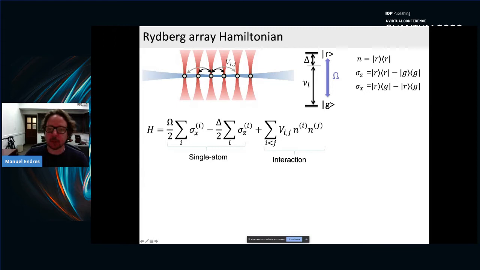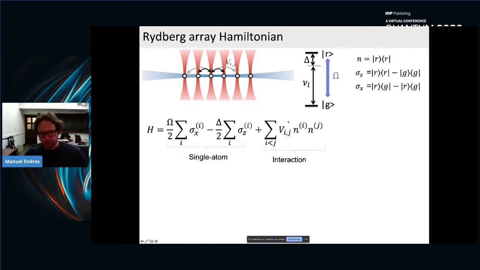In particular, you have a projector only on Rydberg states. Only these Rydberg states are strongly interacting with this 1 over R^6 induced dipole-dipole interaction, and the ground states are non-interacting within the precision of this Hamiltonian.